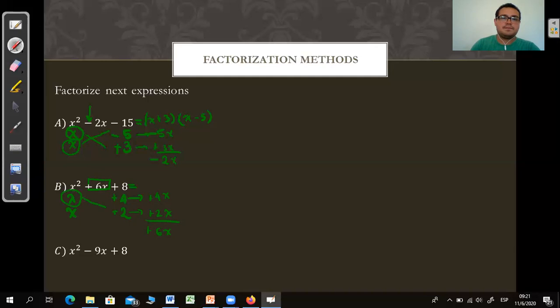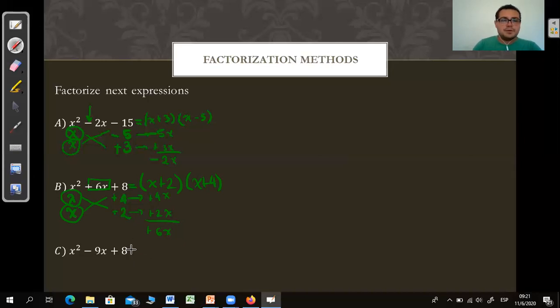The factorization is going to be x plus 2 times x plus 4.